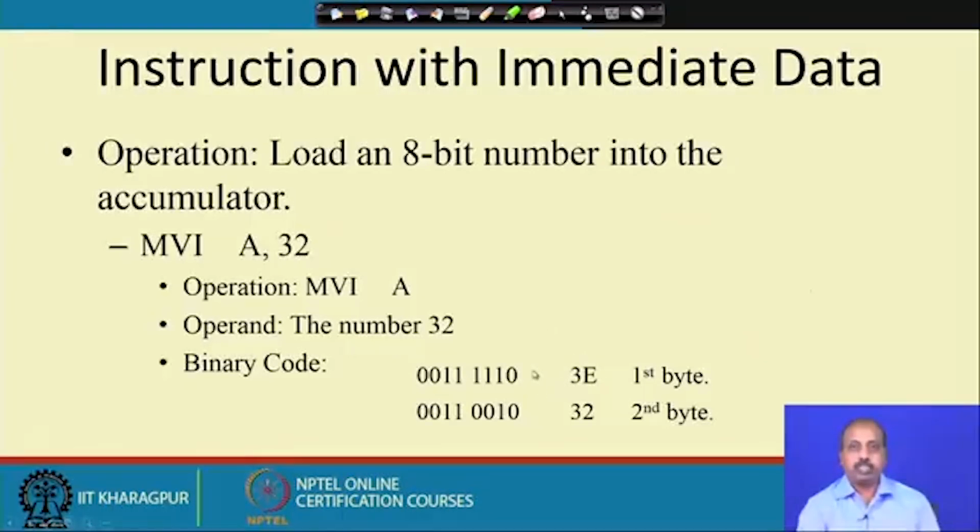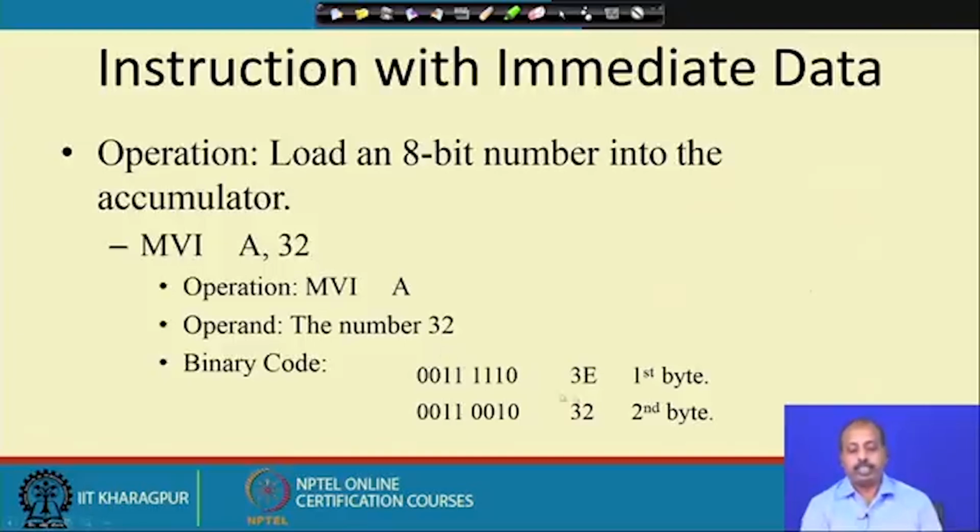So, how will the processor execute this instruction? The PC puts the memory address onto the address bus and gives the ALE signal. This 3E value will come to the data bus and reach the instruction register, and then go to the instruction decoder. By looking at this 3E, the instruction decoder will understand that this is an MVI instruction. So, another byte has to be fetched from the memory.